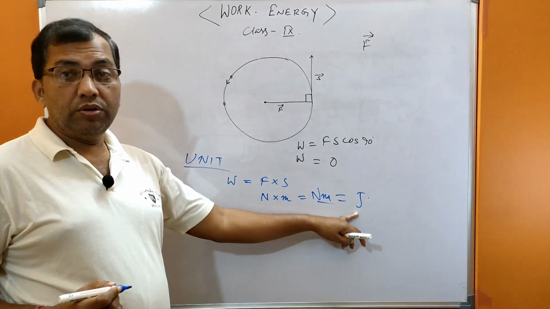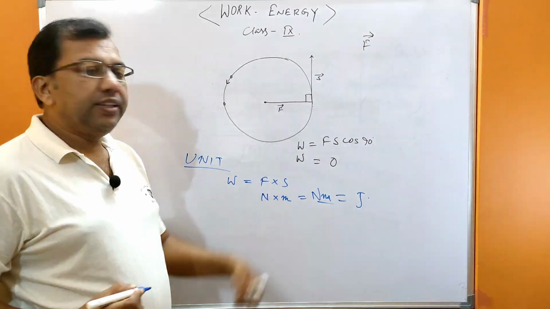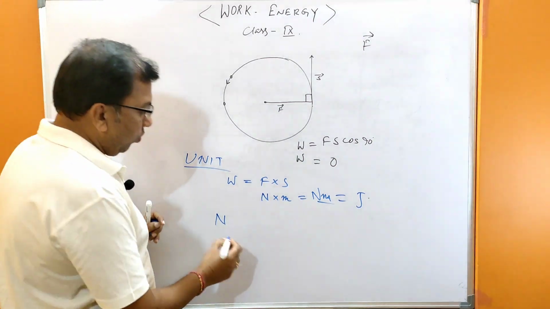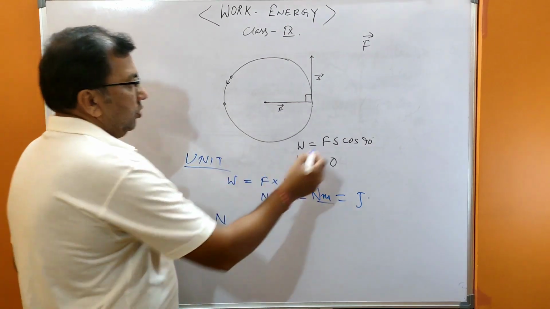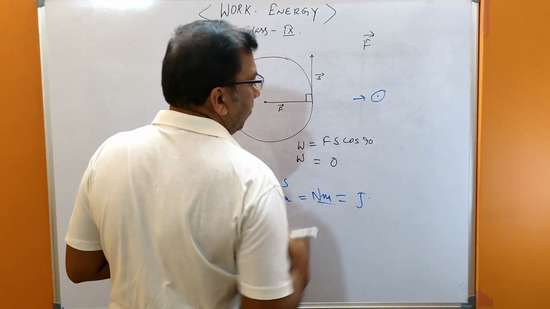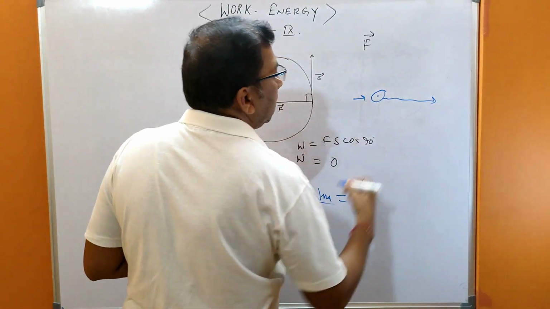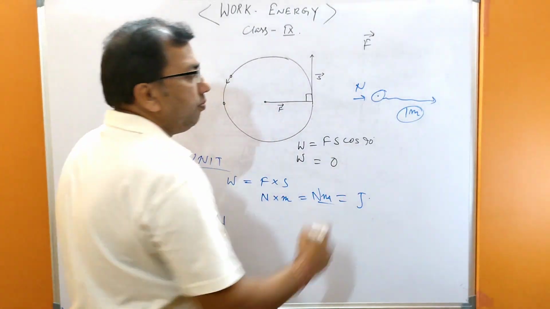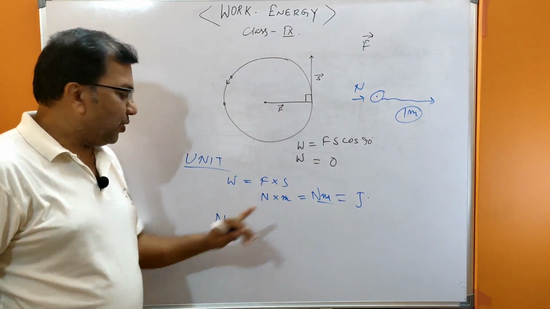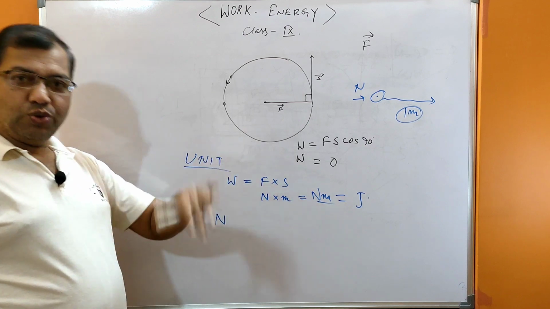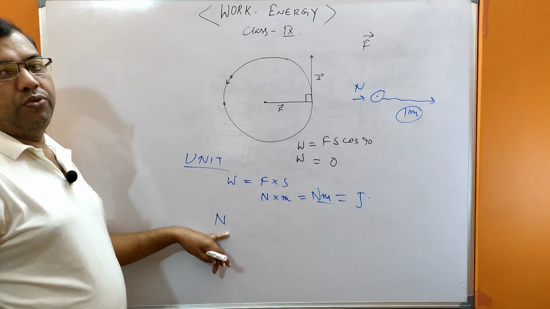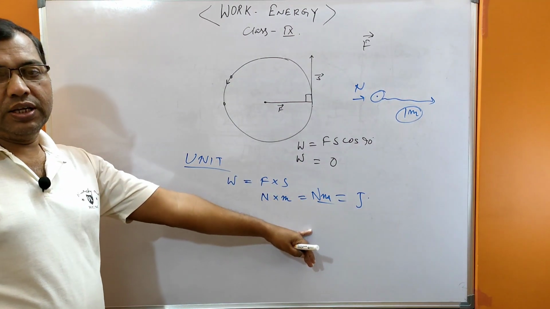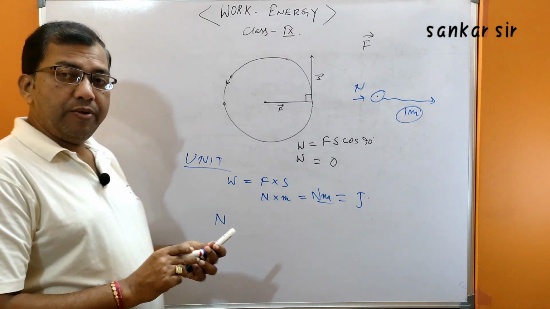So what is the definition of joule? If 1 Newton force is applied on a body and it displaces 1 meter in the direction of the force, the work done is known as Newton meter or joule. So 1 joule is the work done when 1 Newton force causes a displacement of 1 meter. Clear? So this is the end.